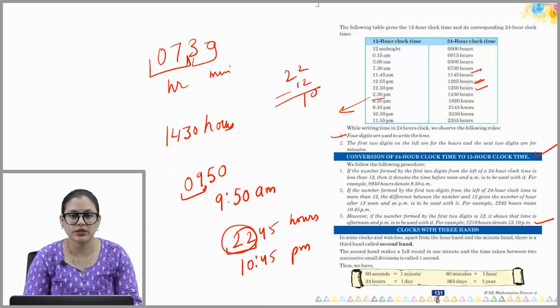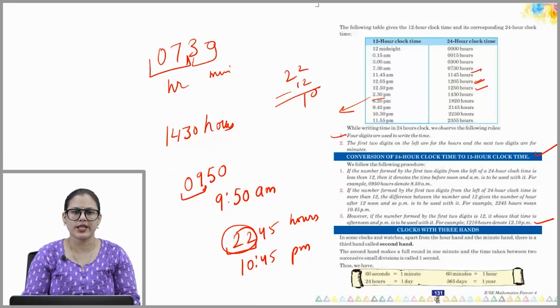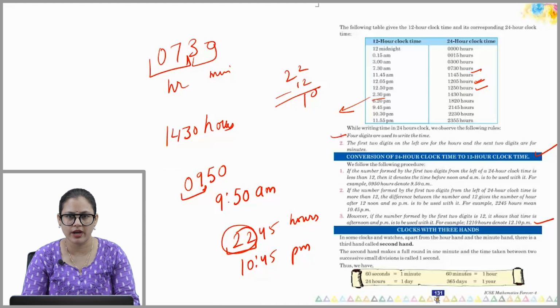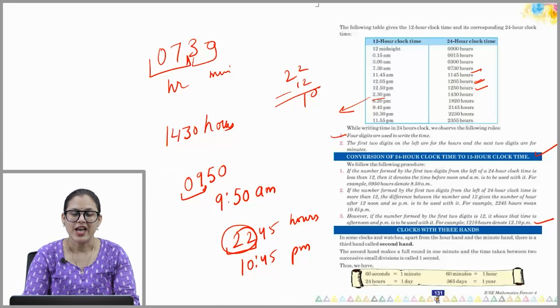Now, clocks with 3 hands. In some clocks and watches, apart from the hour hand and the minute hand, there is a third hand called a second hand. The second hand makes a full round in 1 minute, and the time taken between two successive small divisions is called 1 second.